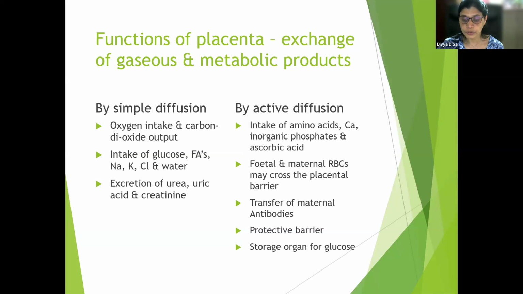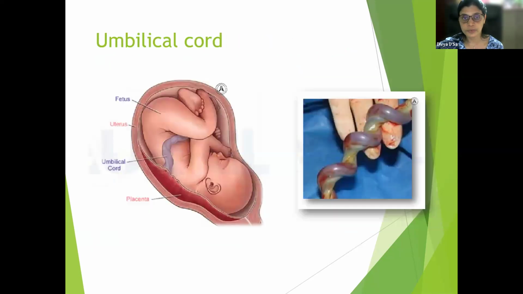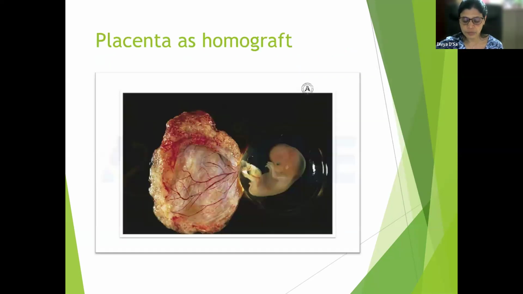Then it also produces certain hormones. One is progesterone. Usually till the end of the fourth month, what maintains the pregnancy is the corpus luteum of pregnancy, which produces the hormone. But now the placenta takes over by the end of the fourth month to produce progesterone, which is needed for the maintenance of the pregnancy.